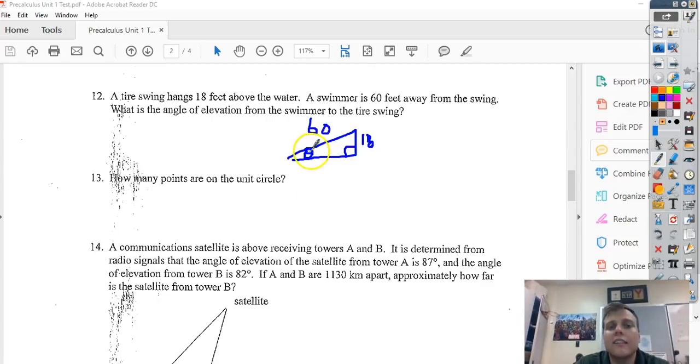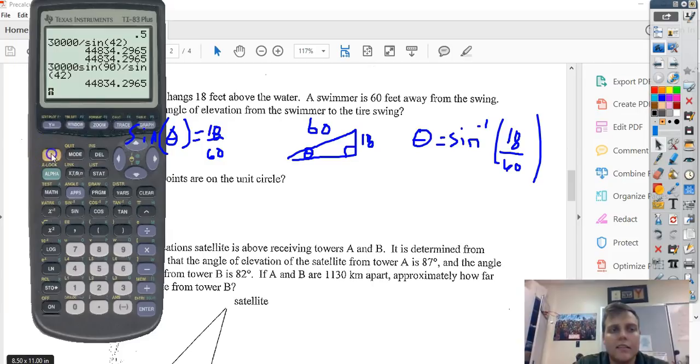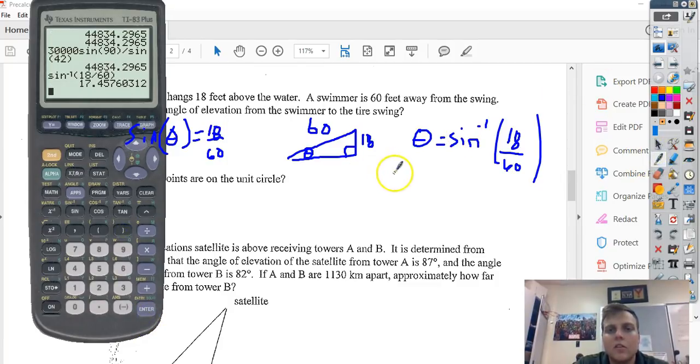The fact that it's a right triangle, I can say this angle is equal to the opposite side divided by the hypotenuse. So I can say sine of theta, because sine is what deals with opposite over hypotenuse, is equal to 18 over 60. And then I can just take the inverse sine of that. So I can say theta is equal to sine inverse of 18 over 60. Okay, so I can then grab a calculator, and I can say second sine 18 divided by 60. Press enter, and I get 17.5. So the angle of elevation is approximately 17.5 degrees.